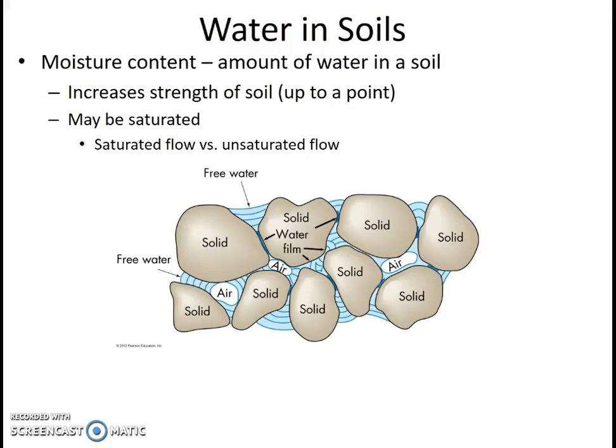My favorite. Moisture content is the amount of water in a soil. Water increases strength of soil up to a point, and the degree of saturation of the soil determines if there is saturated flow or unsaturated flow of fluid from the surface to groundwater reservoirs in the subsurface. So let's look at the image.